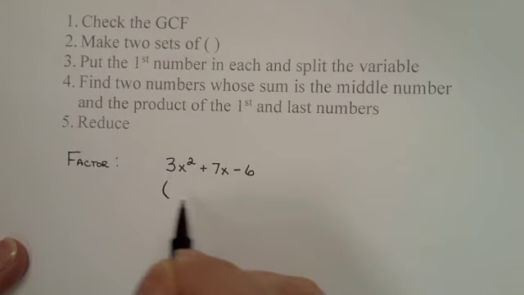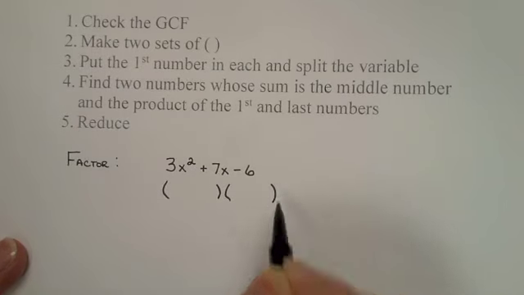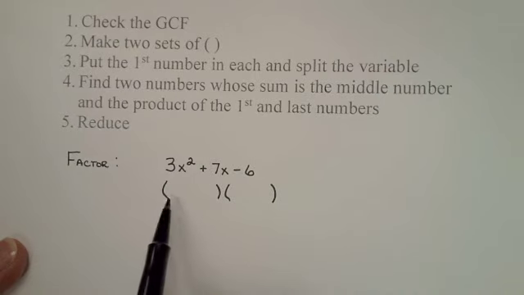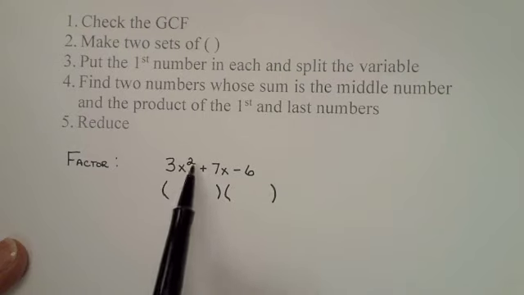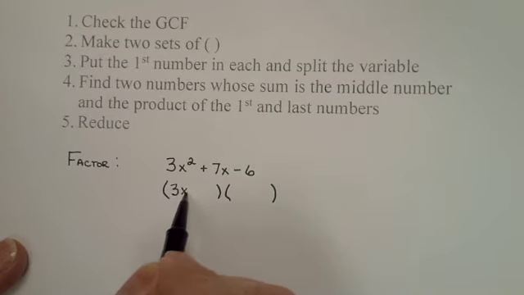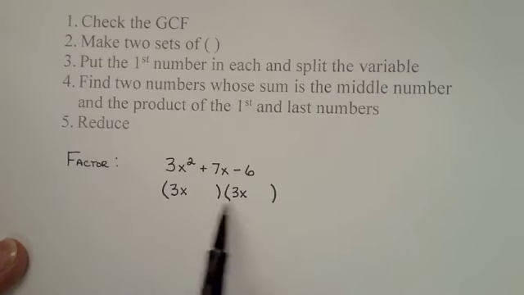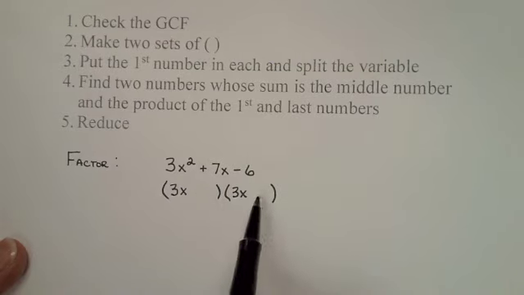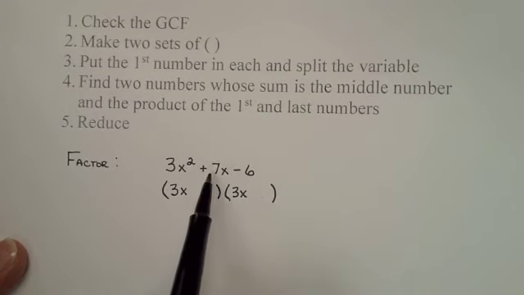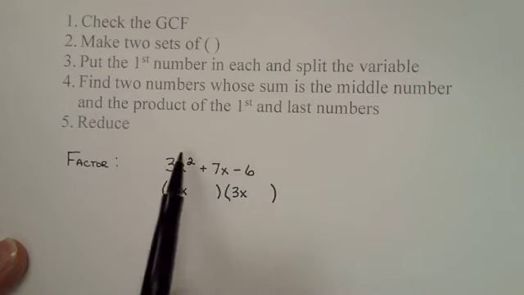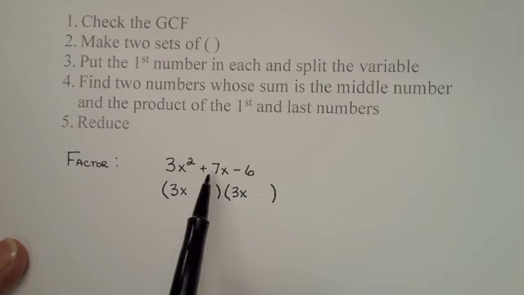I'll go ahead and make two sets of parentheses. What do I put in the front? I take this first number and I split the variable up. This is 3x squared, so I'm going to put a 3x right here and a 3x right here. I'm going to do something in a minute called reducing that's going to get rid of one of these 3's. I need two numbers that go right here. These two numbers have to add up to be this and multiply together to give me negative 18. So let me say that again. These two numbers have to add up to be 7 and multiply together to give me negative 18.